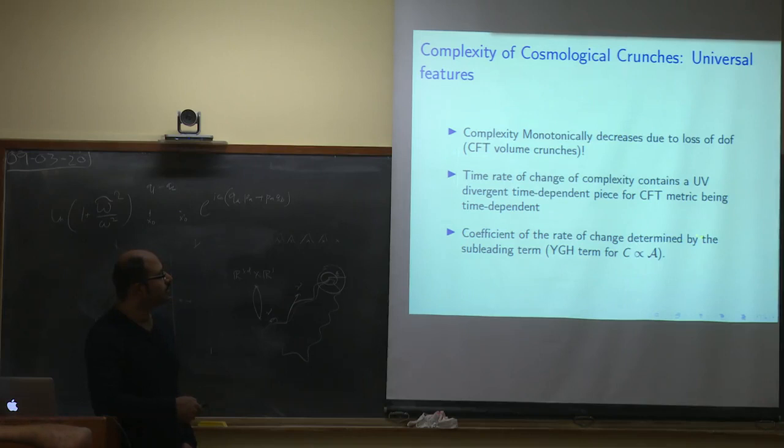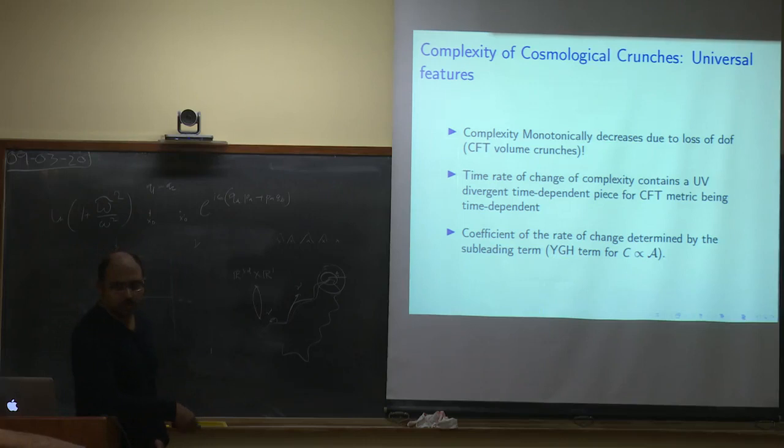And the coefficient of the rate of change is actually determined by the subleading term. This is another universal feature. That's why this is true for all three cases we considered. The rate of change is determined by the subleading term. This is reminding us of the CA case, in which the subleading piece was from the singularity, from the surface, that it was determining the rate of change.